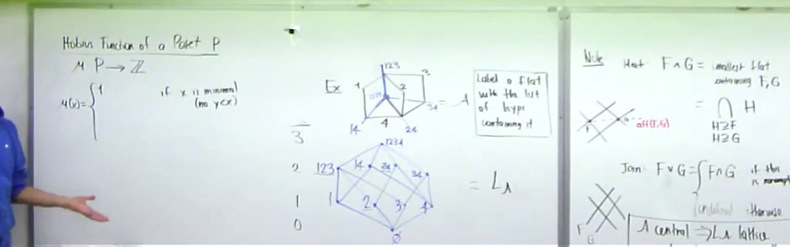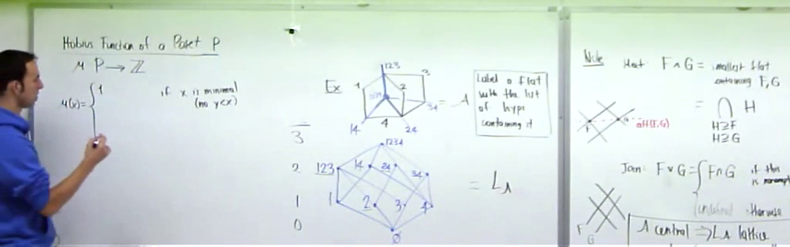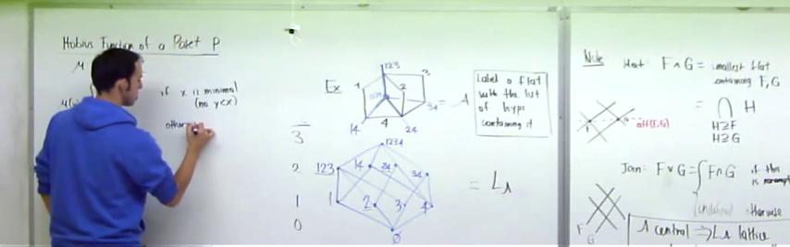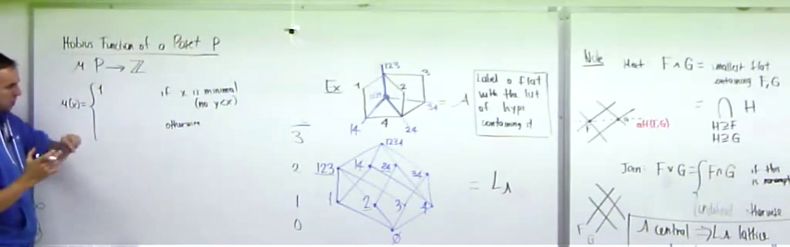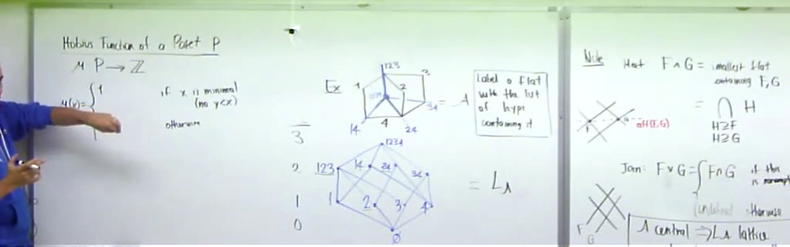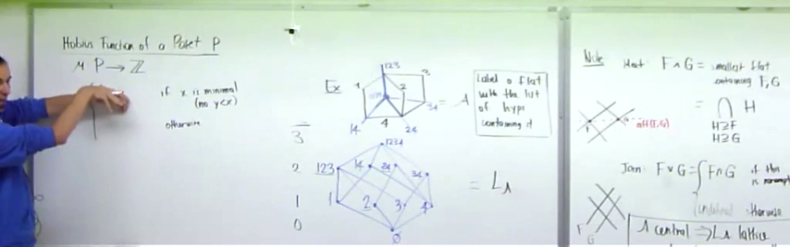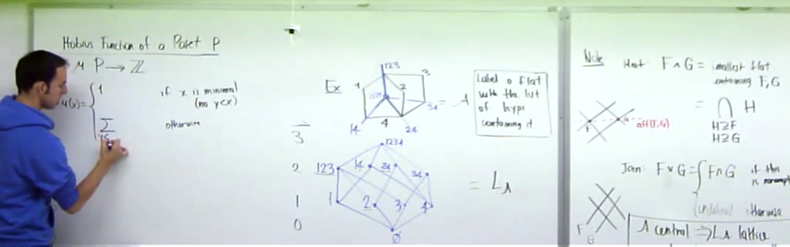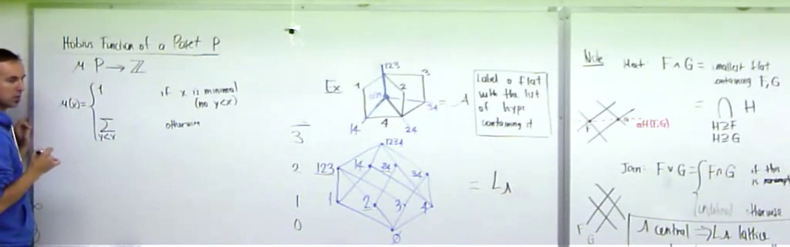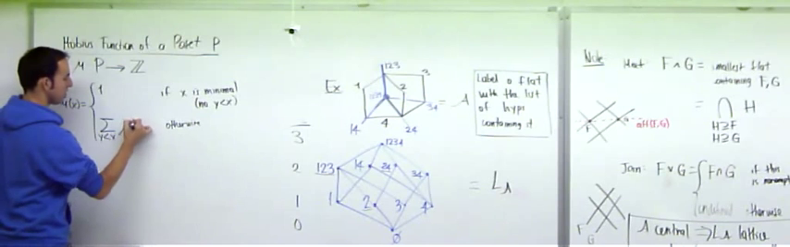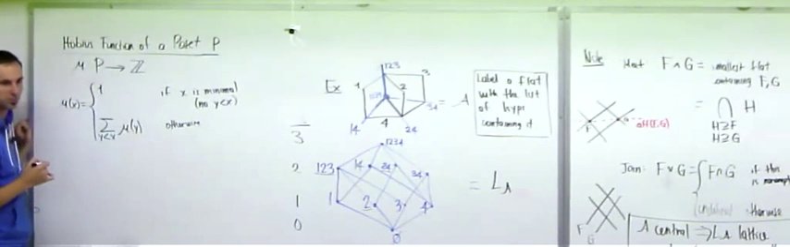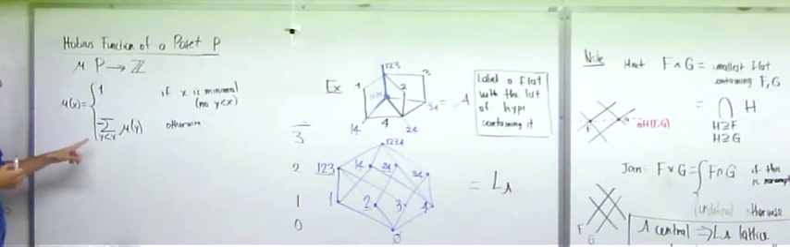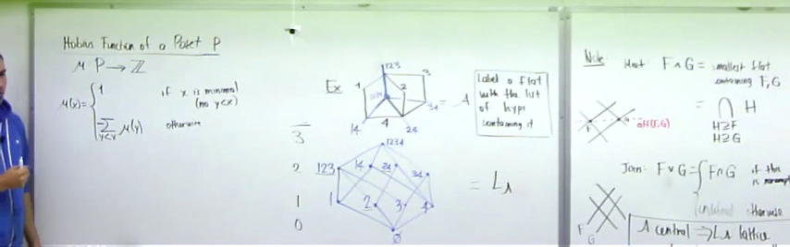And then you work your way up the poset. And the Mobius number at each point of the poset is, what you do is you look at everybody who is smaller than x in the poset, and you sum their Mobius numbers. And you change the sign. So minus the sum of all the Mobius numbers below.